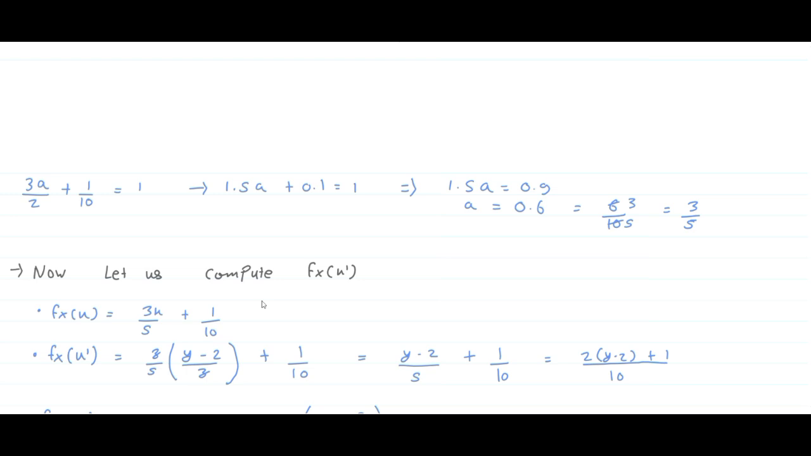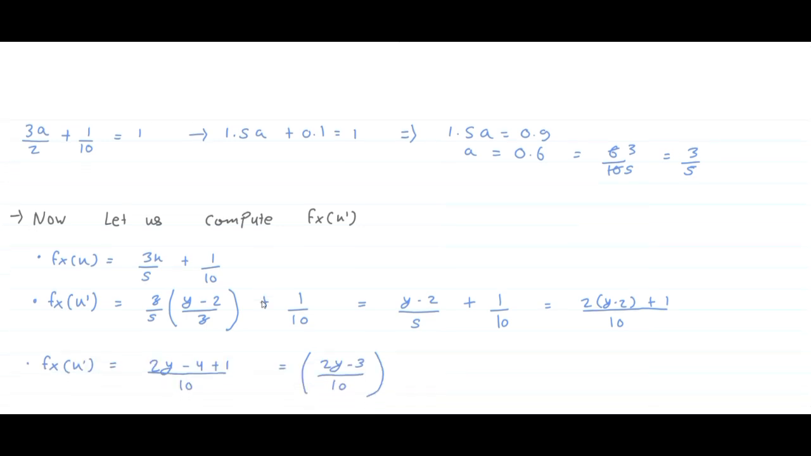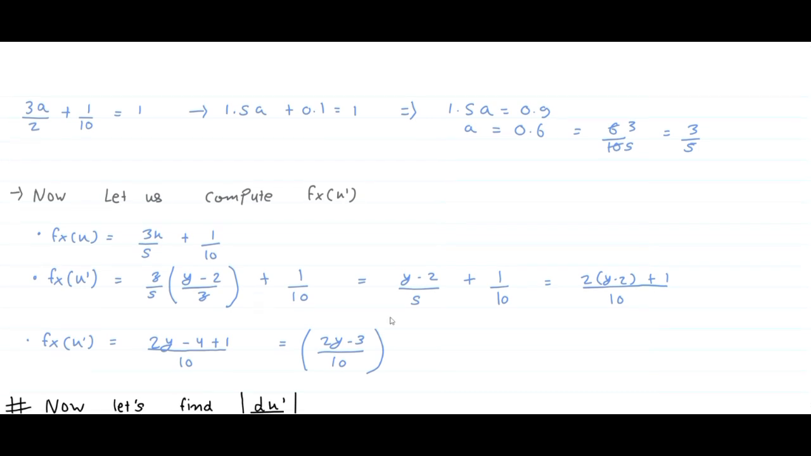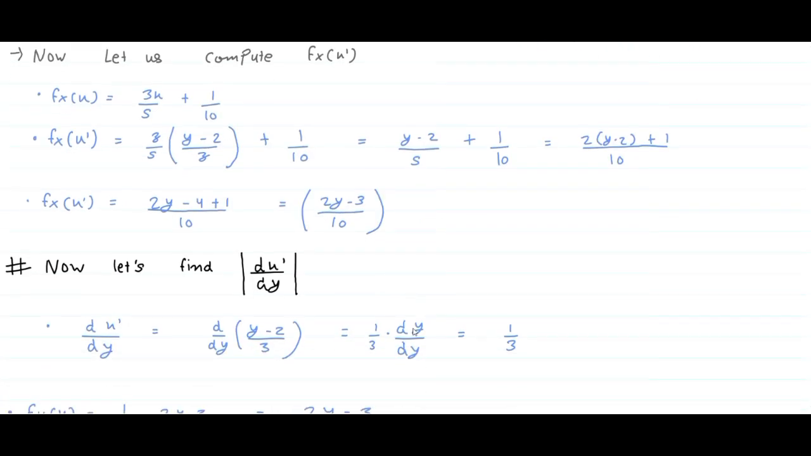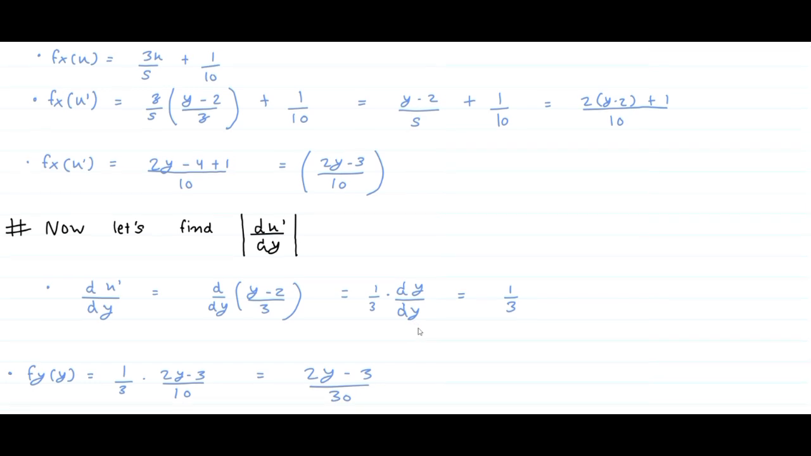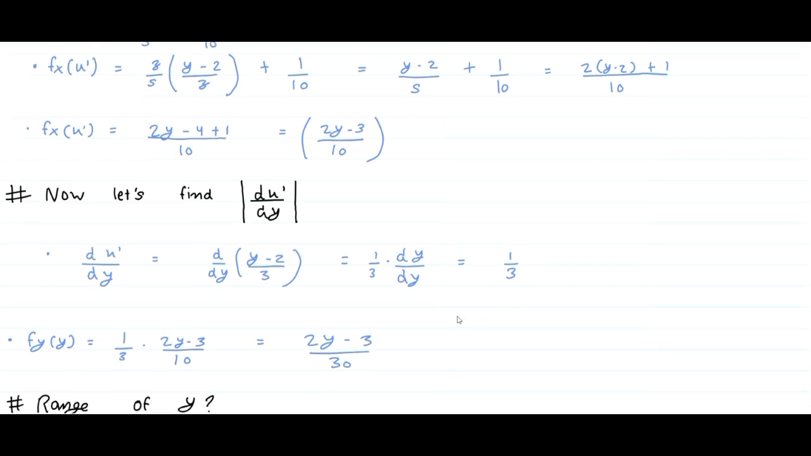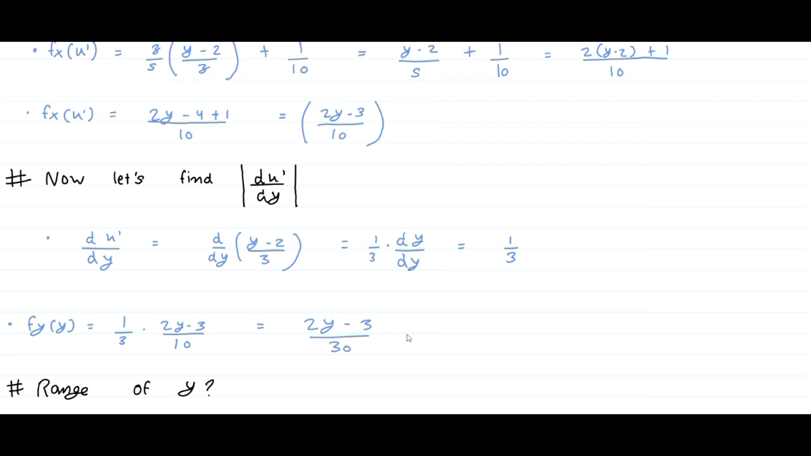Now let us find f x of x prime by putting x prime in f of x. The f x of x prime we will get after calculations is (2 times y minus 3) divided by 10. Now let us find the derivative of x prime. The derivative of x prime will be equal to 1 by 3. Now if we multiply both values, f x of x prime and the modulus of the derivative of x prime, we will get our PDF of y, which is going to be equal to 1 by 3 into (2 times y minus 3) by 10, which is equal to (2 times y minus 3) by 30.